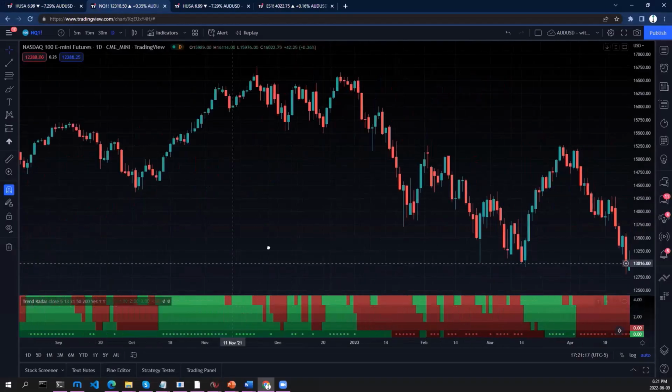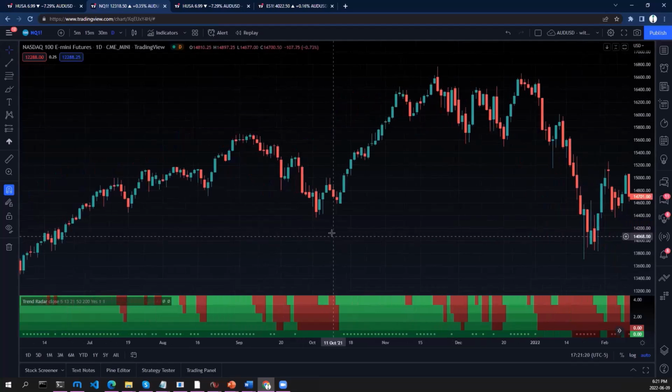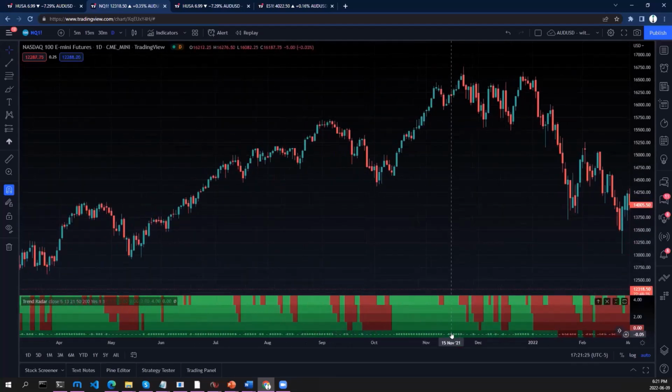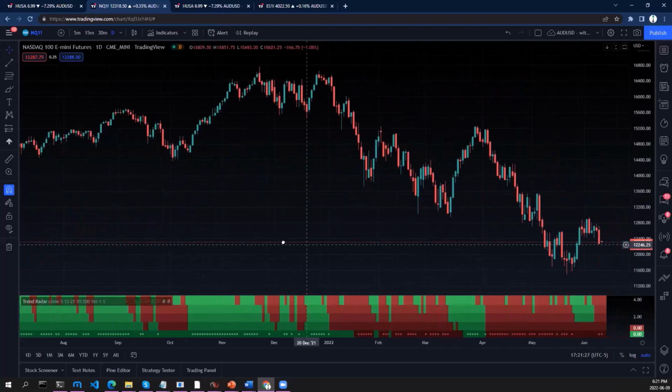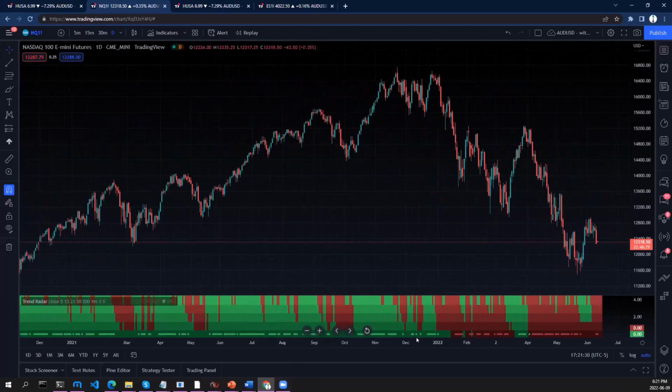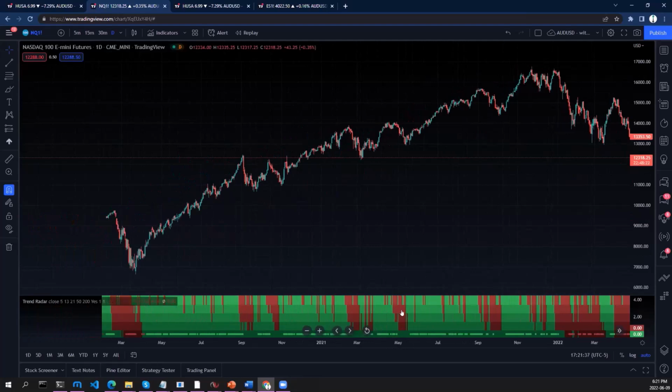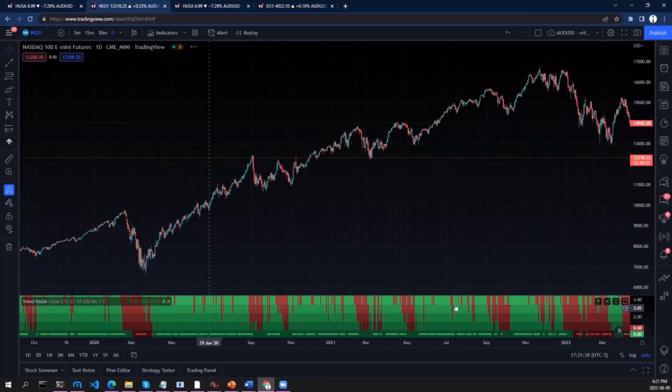So I'm just putting up Trend Radar here on the NASDAQ futures on the daily, just to show how the indicator looks and how it's pretty easy to get a grasp of what's happening with the market just by looking at it. Here I have it with the default settings, and we can see that for a very long while on the daily, as we zoom back, we've been in a very pronounced uptrend.